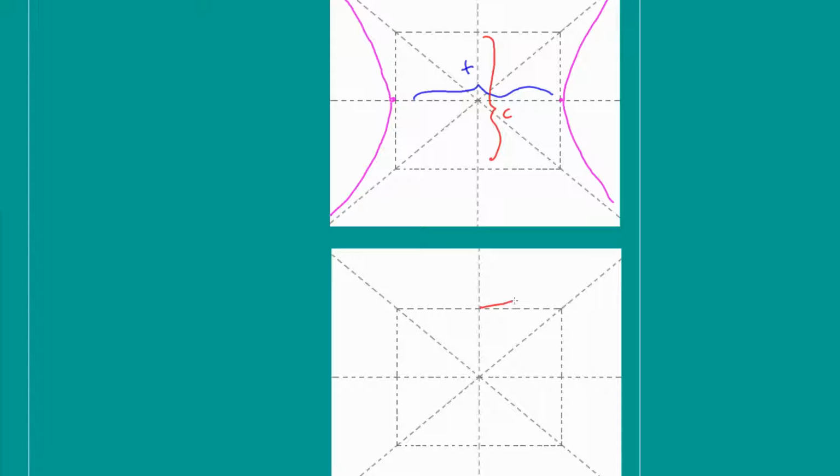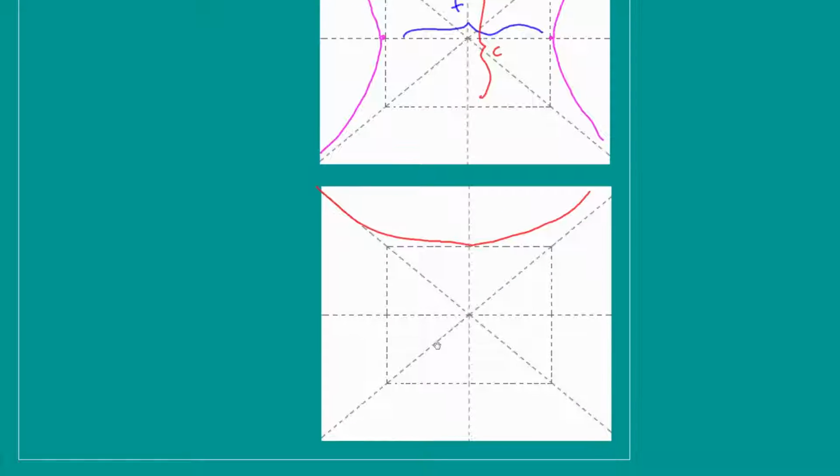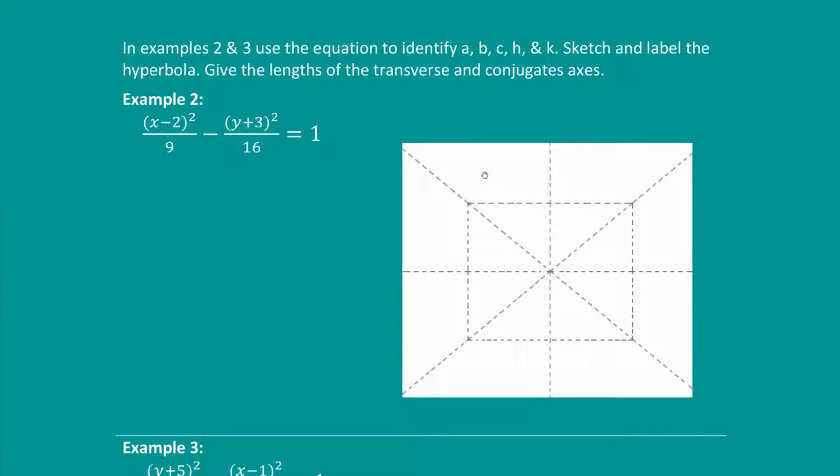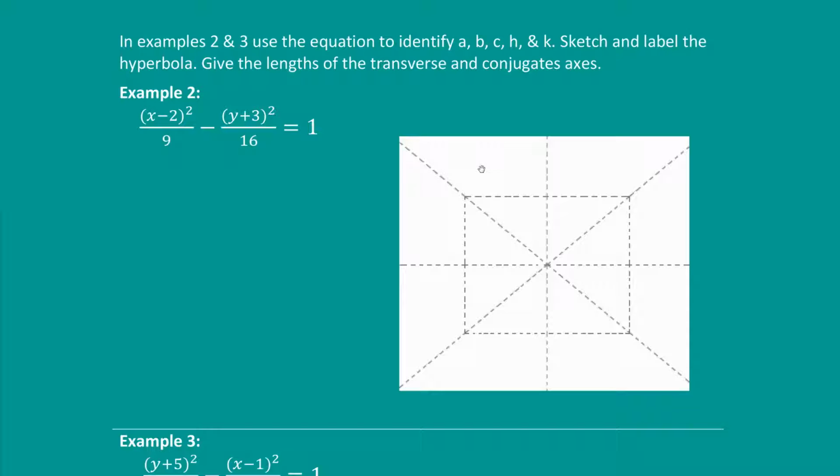If I was to draw my hyperbola like this, I'm getting pretty sloppy, but I want you to just get the idea. This would be our transverse, and this will be our conjugate. Identify our A, B, C, H, and K. It's a lot of stuff.